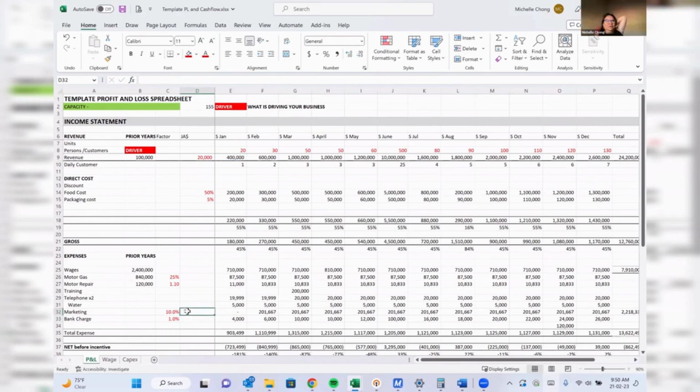Not sure what happened here. I think we did the bank charge instead of the... Oh, okay. So we multiplied it by, you see how this is in red? And this D32 is in red? I multiplied it by the wrong cell. I should multiply it by this one.